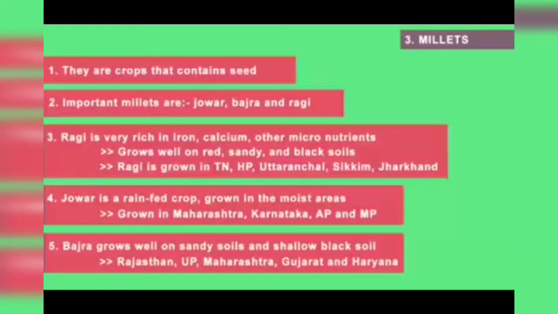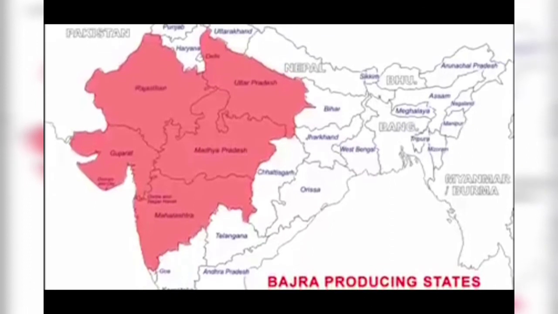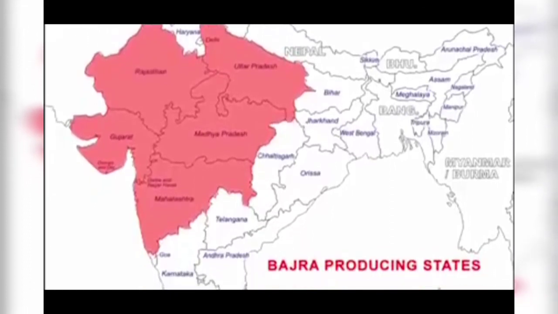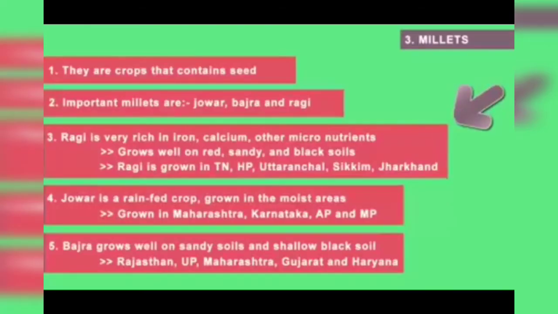And when it comes to bajra, it grows well on sandy soil and black soil. It is grown in Rajasthan, Uttar Pradesh, Maharashtra, Gujarat, and Haryana. And ragi needs red soil, black soil, or sandy soil to grow. Karnataka and Tamil Nadu are the largest producers of ragi. Apart from them, states like Himachal, Uttaranchal, Sikkim, Jharkhand, and Arunachal Pradesh also grow a lot of ragi. And if you see, these places also have red, black, and sandy soils available.